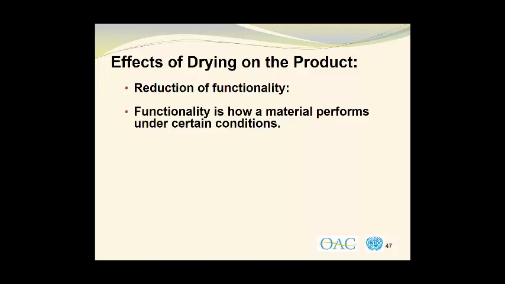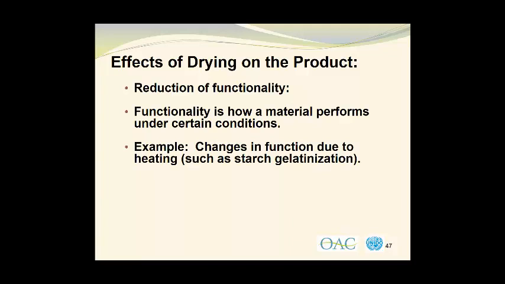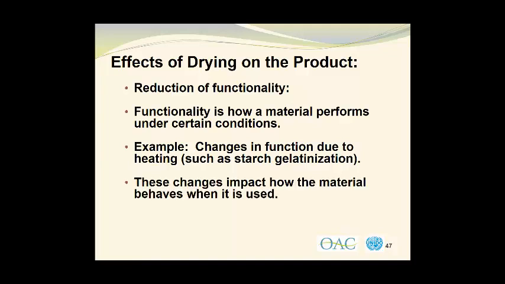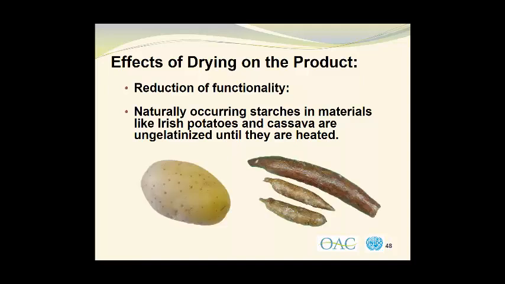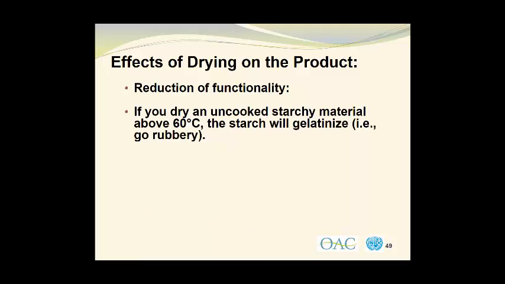Functionality is really a measure or an indication of how a material performs under certain conditions. So for example, let's consider the changes in function due to heating, such as in the case of starch gelatinization. These changes impact how the material behaves when it is used. Naturally occurring starches in materials like Irish potatoes and cassava are ungelatinized until they are heated. If you dry an uncooked starchy material above 60 degrees Celsius, the starch will gelatinize or tend to go rubbery.